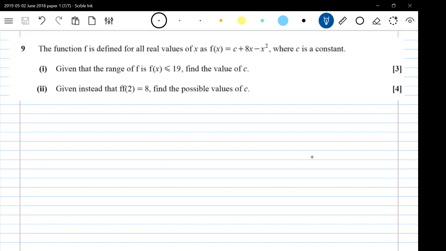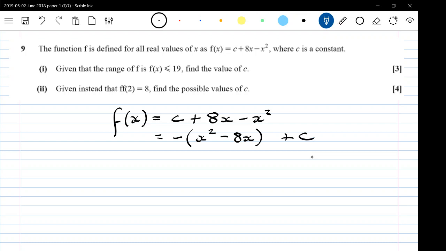We could do it by differentiation or by completing the square. Completing the square. So if we think about completing the square on it, there's the equation. Now I don't know how happy you feel about doing a completing the square. Maybe you prefer to take the minus sign out as a factor and think about it as being x squared minus 8x plus c. That's true, isn't it?